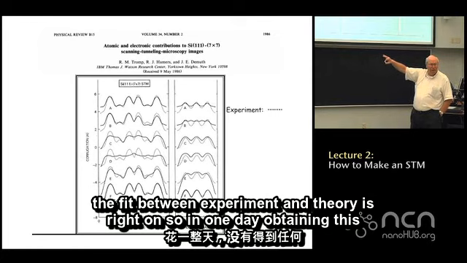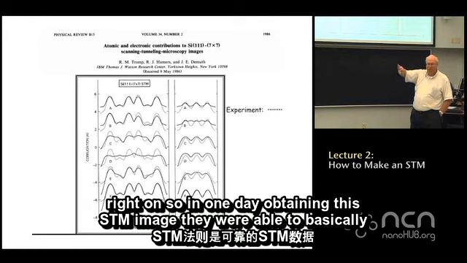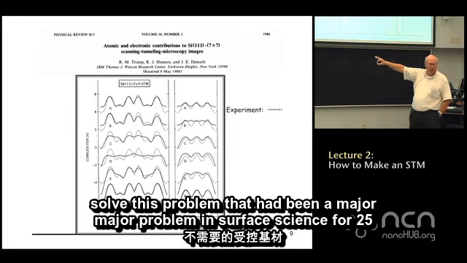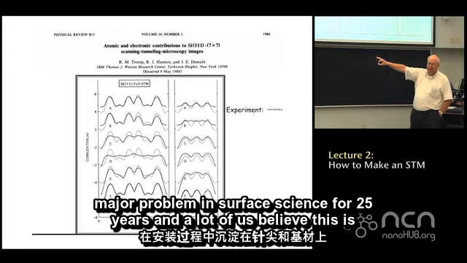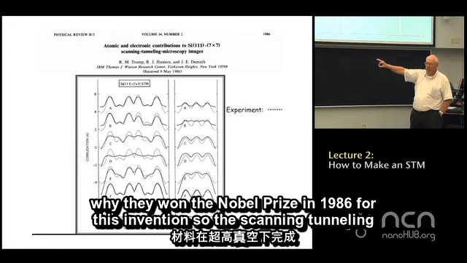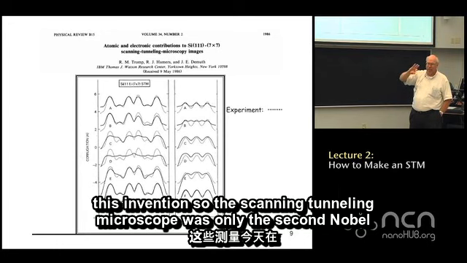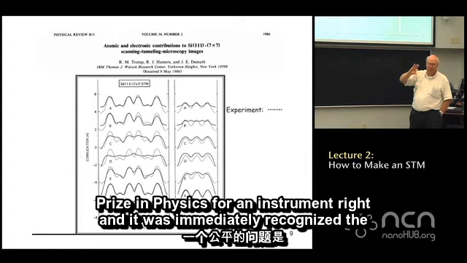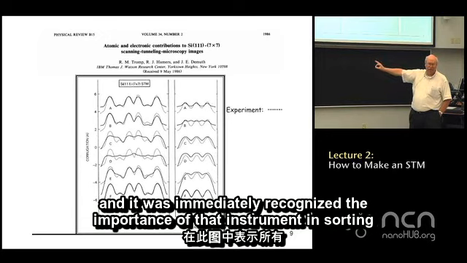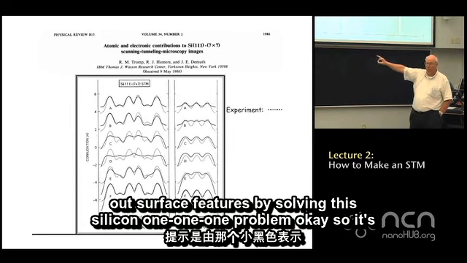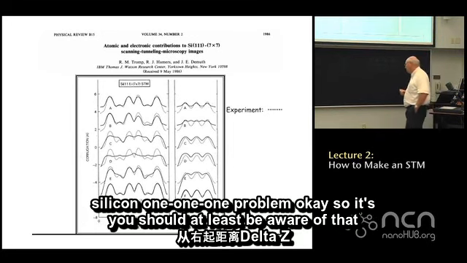So in one day, obtaining this STM image, they were able to basically solve this problem that had been a major problem in surface science for 25 years. And a lot of us believe this is why they won the Nobel Prize in 1986 for this invention. So the scanning tunneling microscope was only the 2nd Nobel Prize in physics for an instrument, right? And the importance of that instrument in sorting out surface features was immediately recognized by solving this silicon-111 problem. Okay, so you should at least be aware of that.